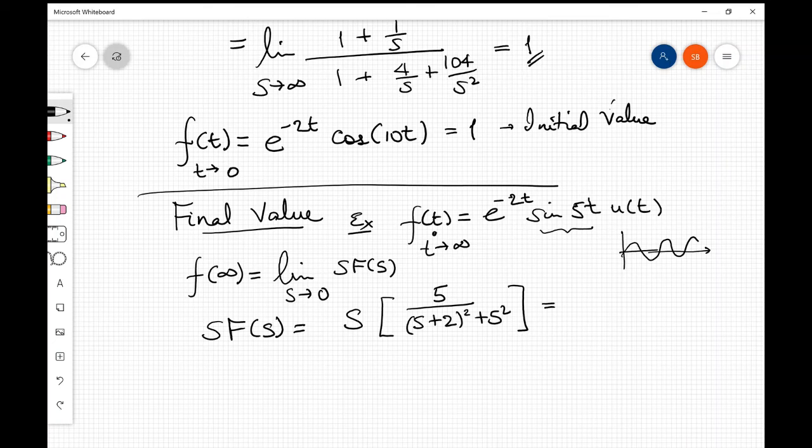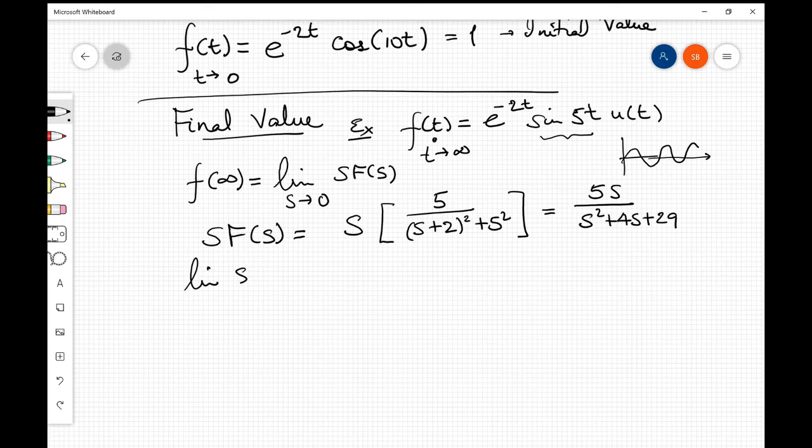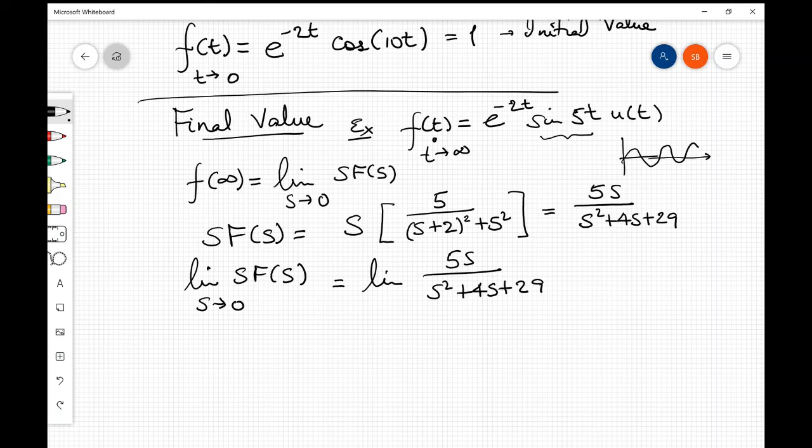Which means this is 5 over s squared plus 4s plus 29. So if we take the limit of s times F of s as s is approaching 0, that would be the limit of 5s over s squared plus 4s plus 29. As s is approaching 0, that value would be 0, because we have s in the numerator, so we have 0 over 29, which is 0. That tells us that the value of f at infinity is 0, which is our final value.